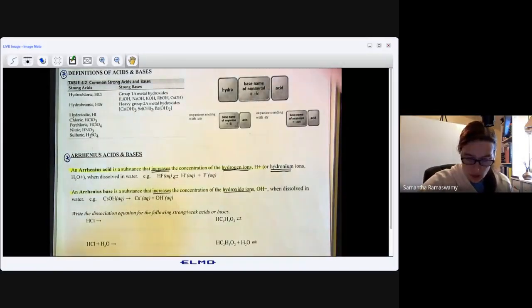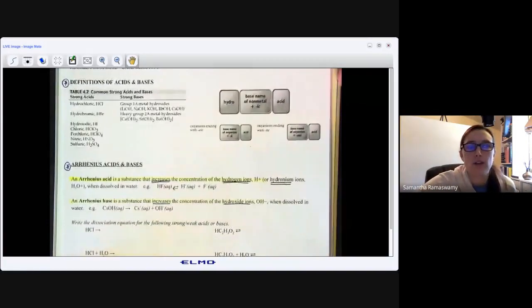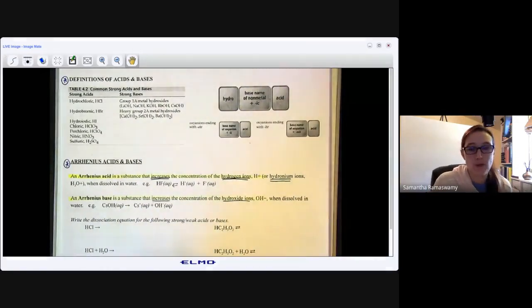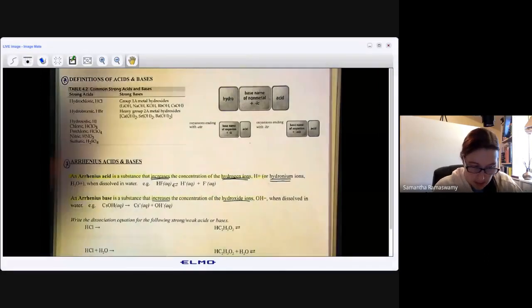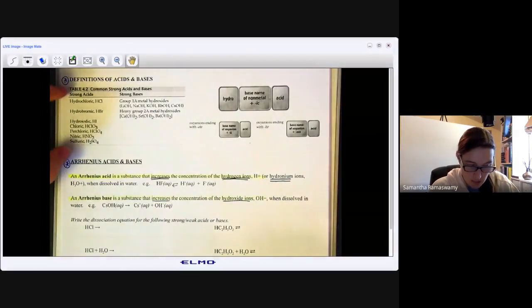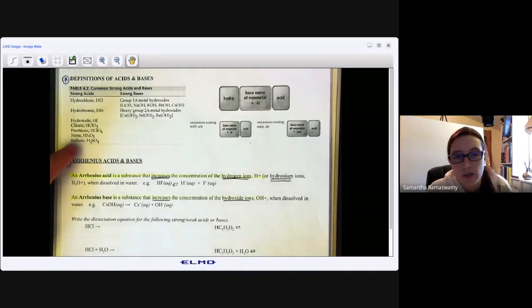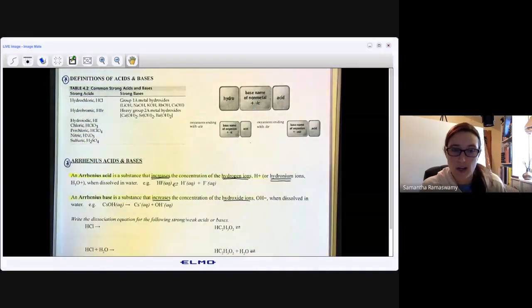So what I want to start looking at before we get into a lot of the calculations are just the definitions of acids and bases. So we're going way back to video 1 and video 2, where we looked at what is a strong acid and what is a weak acid. Remember that there are 7 strong acids: HCl, HBr, HI, HClO3, HClO4, HNO3, and H2SO4. If it's not one of the strong acids, it's weak.